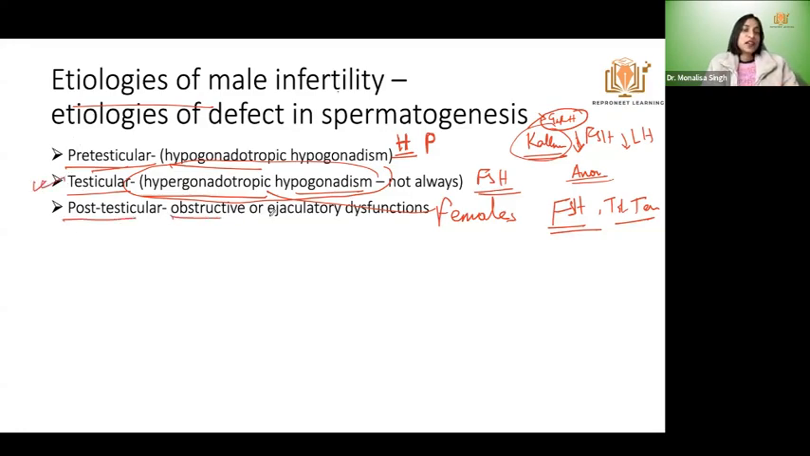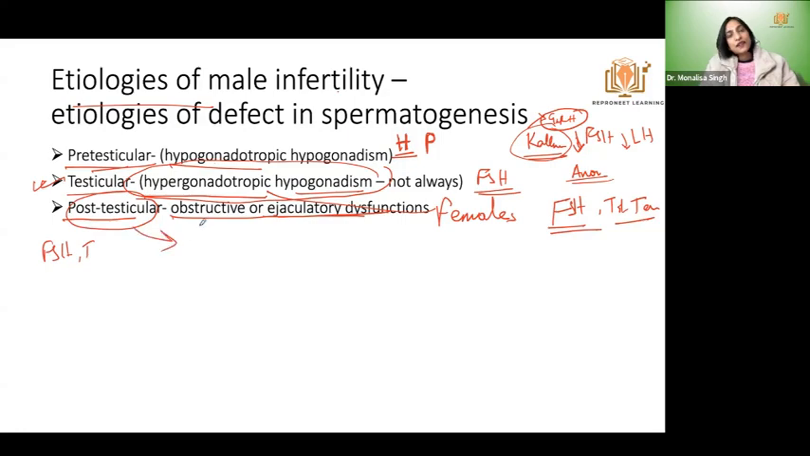Post-testicular, which means obstructive pathology: the vas deferens is absent, or the vas deferens is obstructed, or the ejaculatory duct is obstructed, or there is ejaculatory dysfunction, as in the person is having anejaculation, erectile dysfunction, or the urethral valve, as I told you, doesn't close at the time of ejaculation. So that is called retrograde ejaculation. Those are ejaculatory dysfunctions. In these conditions, what will happen to the hormone levels? They'll be in normal ranges. So normal ranges of FSH and testosterone are seen in post-testicular causes.